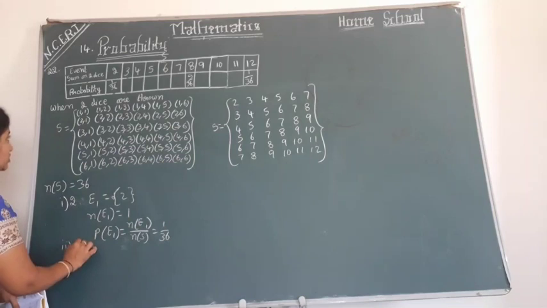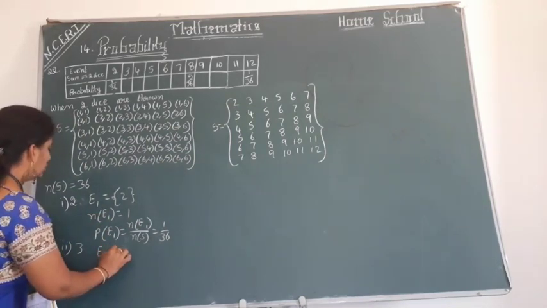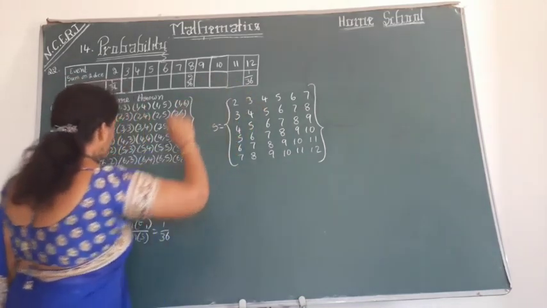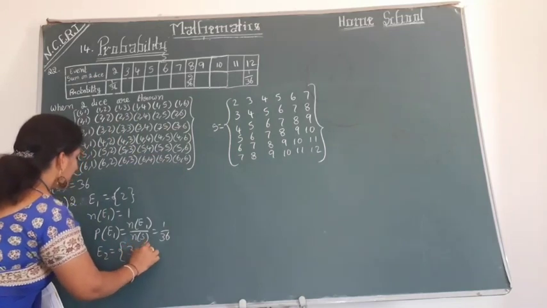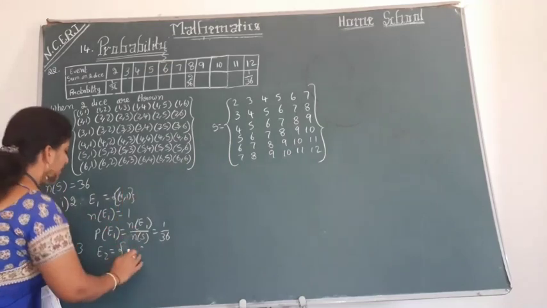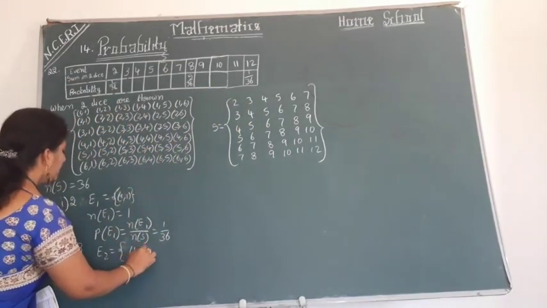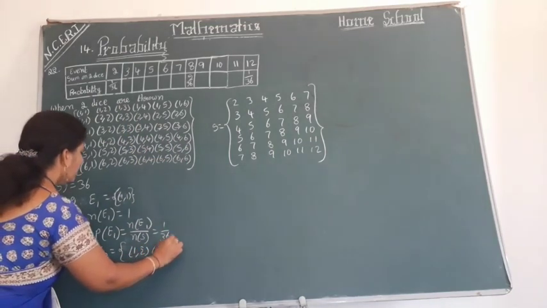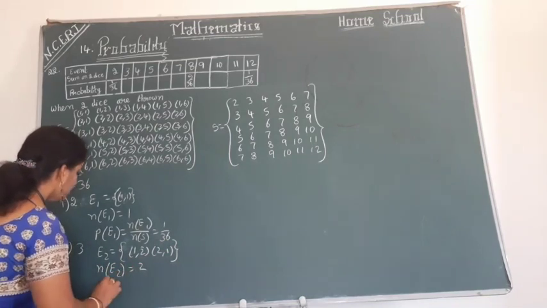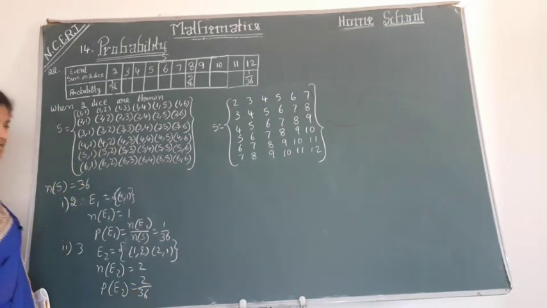What's your second sub question? Probability of getting 3. Let it be E2. E2 is equal to 3. How many places do you get here? 1, 2. You may write it as 1, comma 1. Here, what is this 3 value? 1, comma 2 and 2, comma 1. n of E2 is equal to 2. P of E2 is equal to 2 by 36.